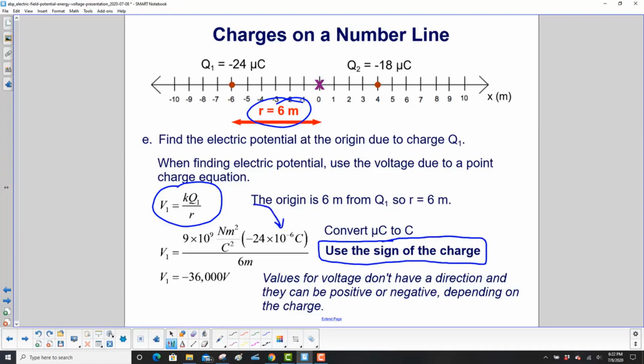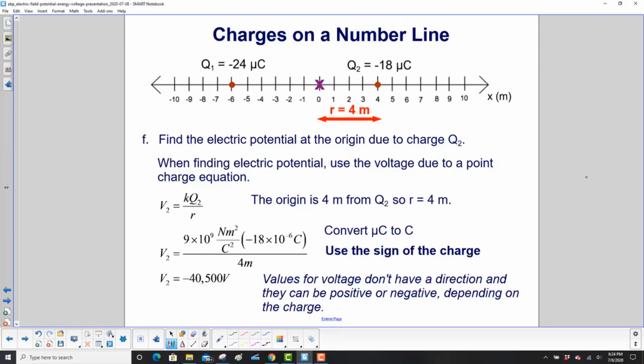Also, convert microcoulombs to coulombs, and since it's negative, there's my negative. And we will have a negative voltage due to charge 1. We don't have a direction here. This doesn't tell you the direction of voltage. There is no direction. It just lets you know where on the number line it is, whether it's a negative voltage or a positive voltage.